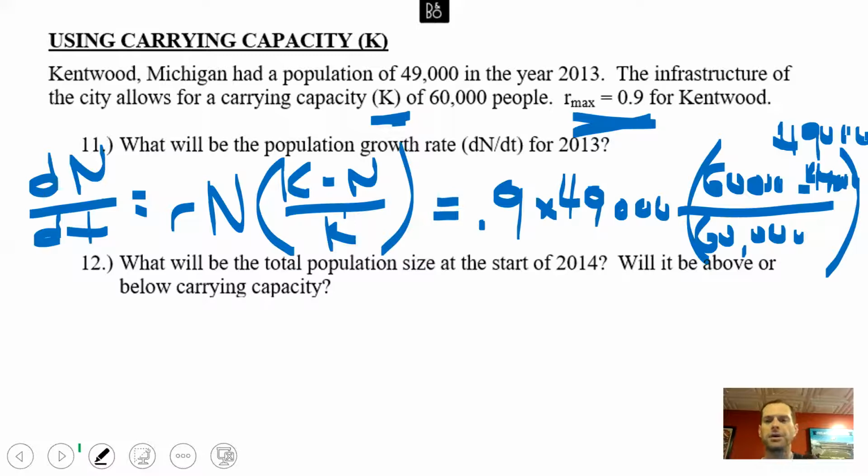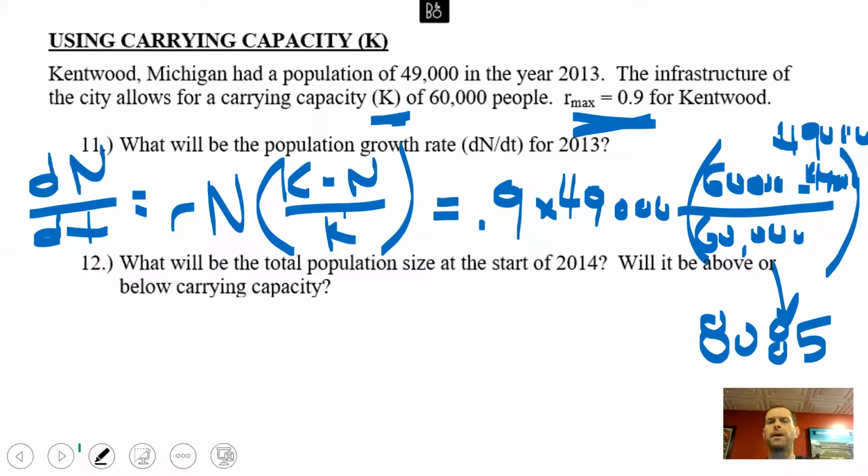So when you do all that work, what you end up getting is a value of 8085. And I rounded up to the nearest person. And the reason why I did that is because it makes sense to have a whole human being. And I think it comes out to like 84.99 or something like that when you do the math.